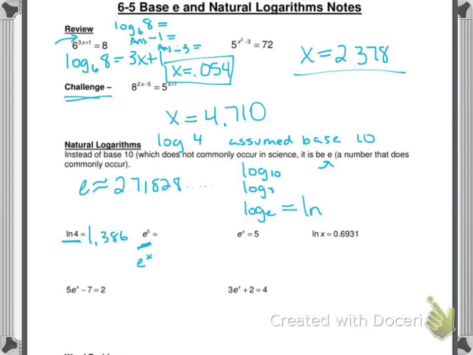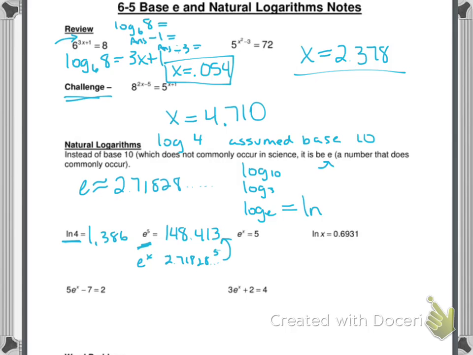To solve this next problem, you would use the second natural log button, which is the E to the x button. And so second natural log, and then you'd put 5 in for x, and you would get 148.413. So basically what you're saying is that 2.71828 and so on to the 5th power is 148.413.